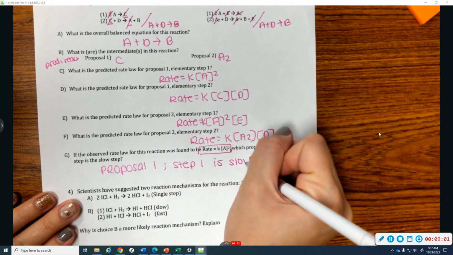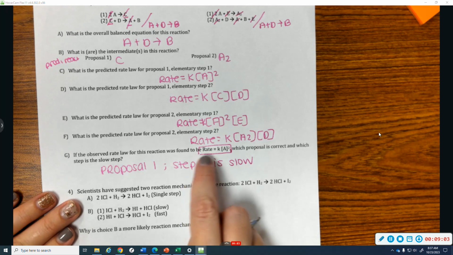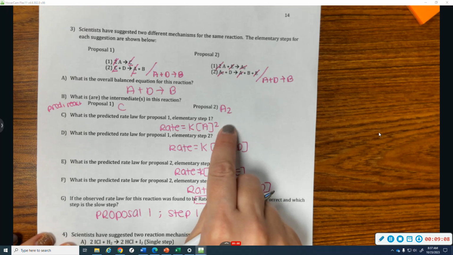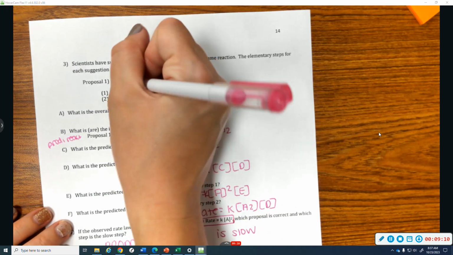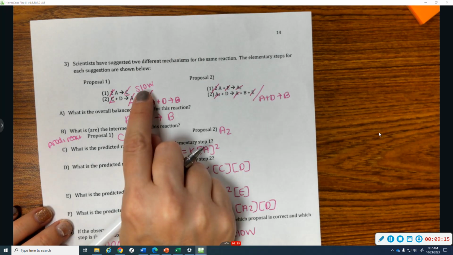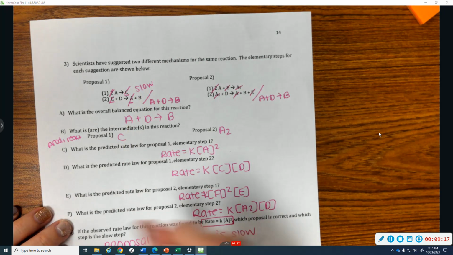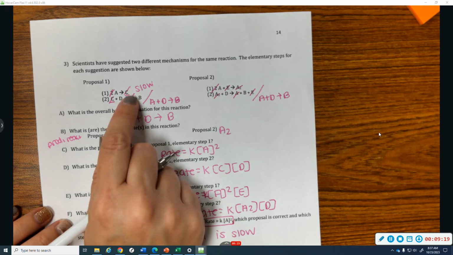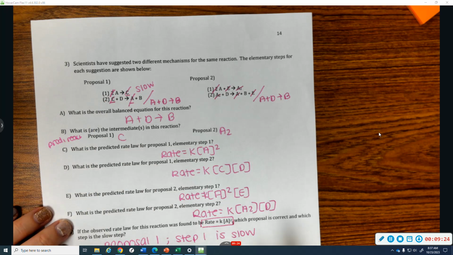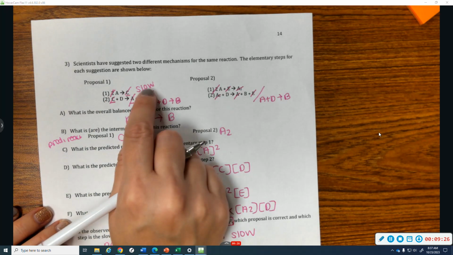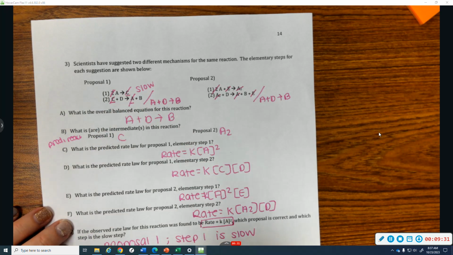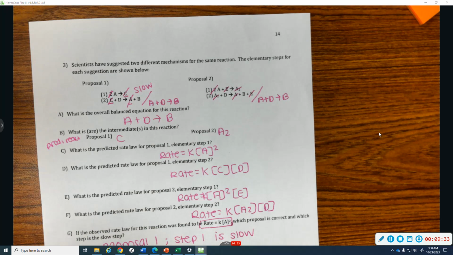I know step 1 is slow because if this is the rate law for the whole reaction and it matches step 1, that means step 1 must be slow. Because again, when the slow step is first, the overall reaction's rate law is the stoichiometry of the first step, if the slow step is first.